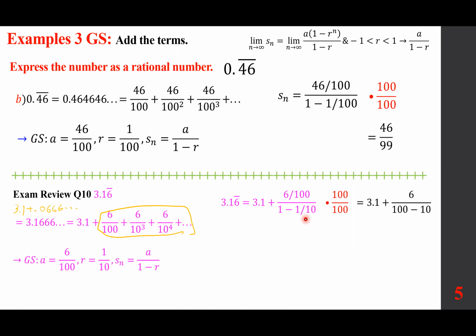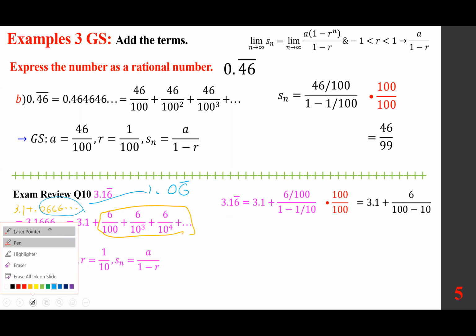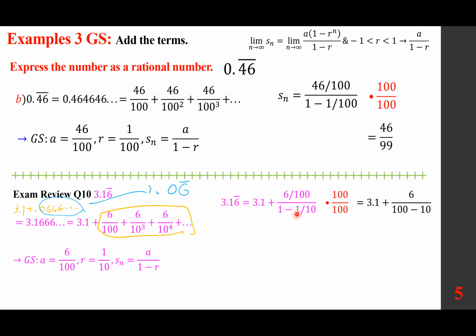So let's quickly recap. 3.16 bar is 3.1 and then 0.06 bar. By the way, this one you can say 0.06 bar, meaning this. Let me just show you. This part is 0.06. The bar is on top of the 6 only. That's another way of writing it, okay? All right, so using the same methodology, we write it in this fashion. Now this becomes 90. 6 over 90 we will simplify.